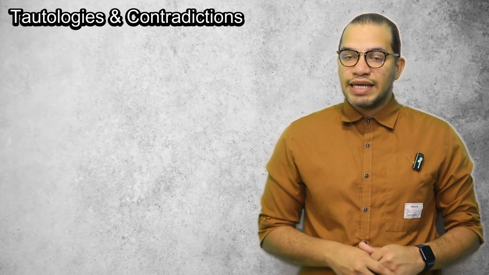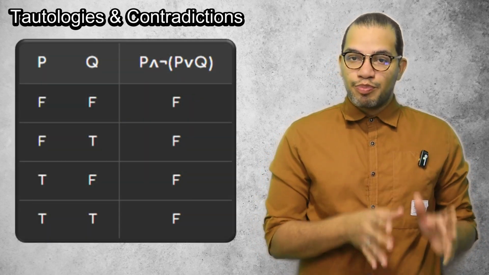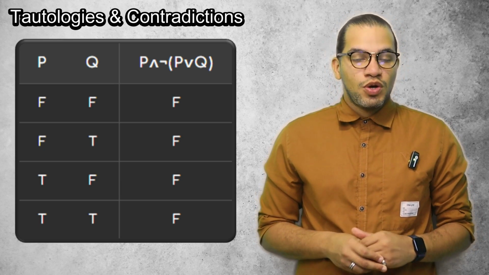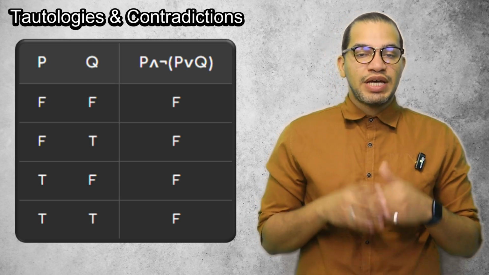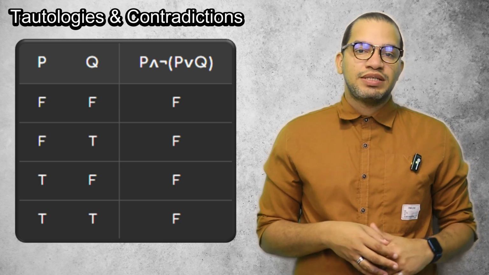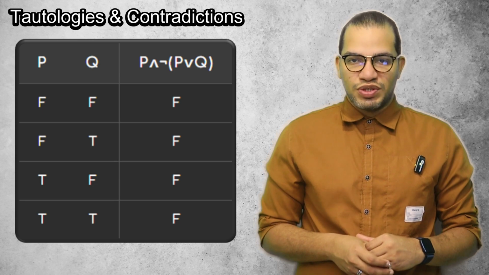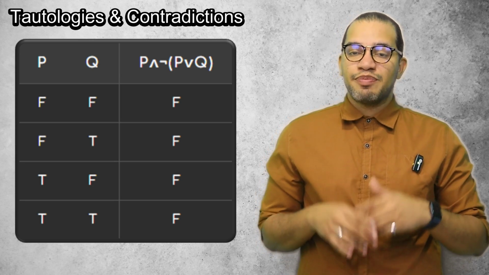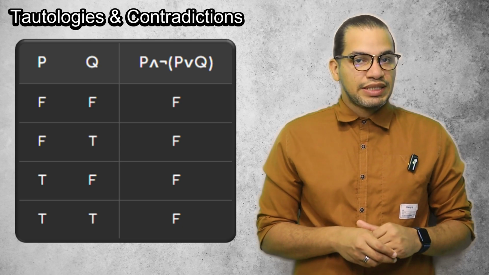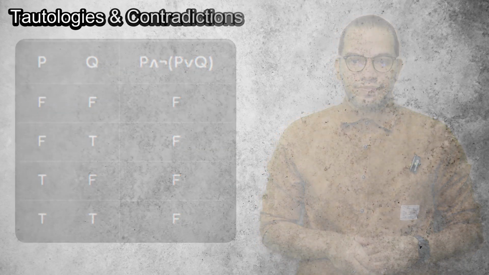Now, if we analyze the propositional formula P and not P or Q, we notice that the truth table for this propositional formula always provides false as a result. When this happens, we say that the propositional formula represents a contradiction.